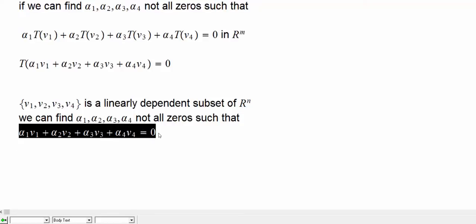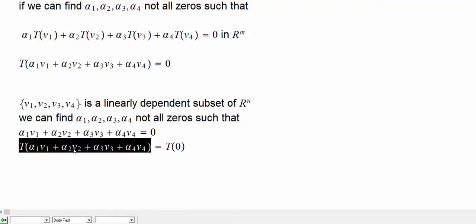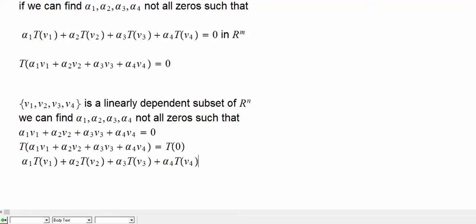Now if we apply the linear transformation T on it, what will happen is that this would be T of 0, and T of 0, the image of 0 under a linear transformation, is still 0. Now this entire linear combination is this vector. So we have this, right? And then T of 0 is 0.